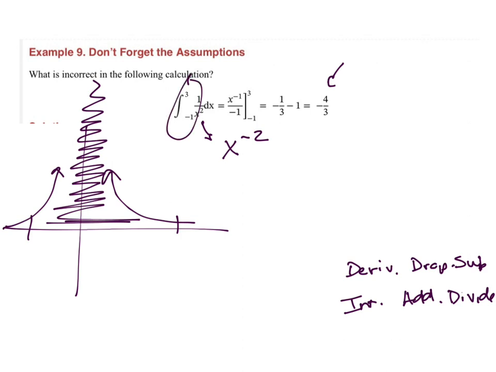From negative 1 to 3, this has an asymptote at 0. So you can't find the integral of a function that is discontinuous. That was one of the rules. On that interval. Now, could I have found the area under the curve from 1 to 3? Sure. But it's got to be continuous on the interval. Otherwise, you're kind of out of luck.